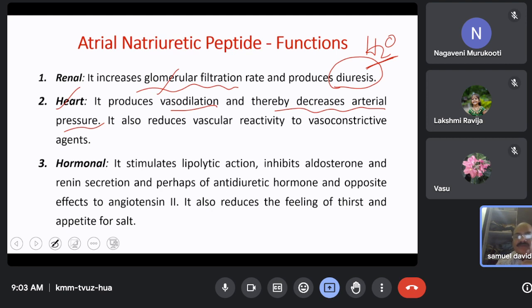And coming to its hormonal function, it stimulates lipolytic action. Lipolytic action means it is responsible for the breakdown of fatty acids or mobilization of fats from fat depot. Secondly, it inhibits aldosterone, because aldosterone is responsible for water reabsorption, and its main function is to excrete water, diuresis. So it inhibits aldosterone and also renin secretion. And thirdly, antidiuretic hormone, because the antidiuretic hormone along with aldosterone is responsible for water reabsorption. So whatever mechanisms are related to water reabsorption are inhibited, and diuresis is promoted.